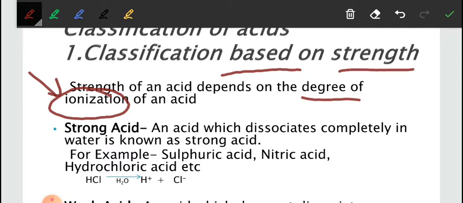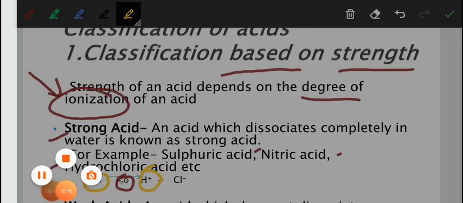So first one here I am having strong acid. Strong acids are those which dissociate completely in water. For example, sulfuric acid, nitric acid, hydrochloric acid. I am giving you one reaction for hydrochloric acid: when we dissolve hydrogen chloride in H2O, you will get H positive and Cl negative ions. That means you can see in this reaction the number of hydrogen in the reactant side and the product side is the same. That's why it is a strong acid.